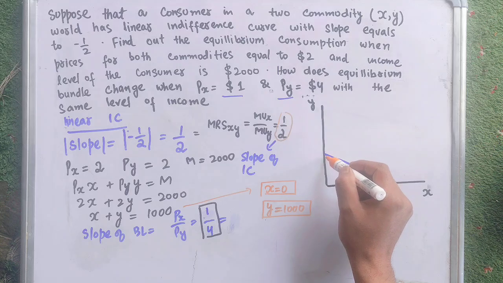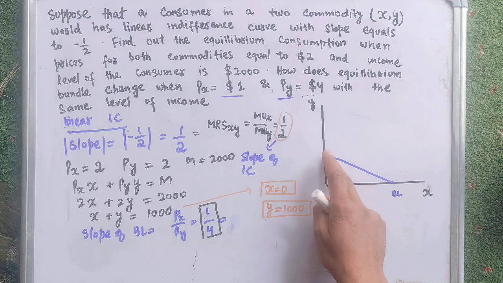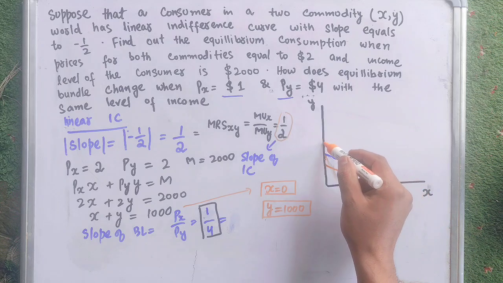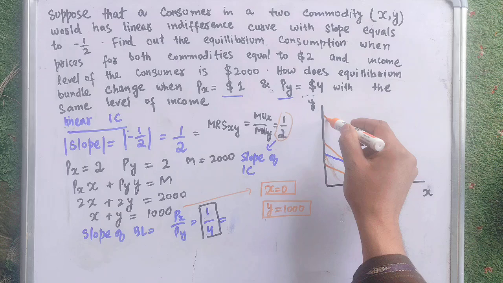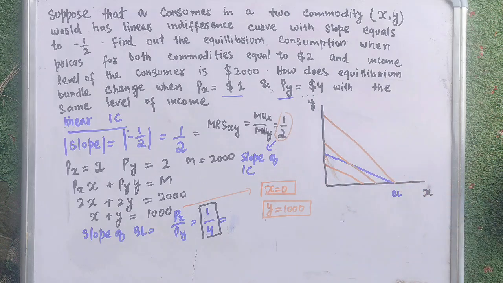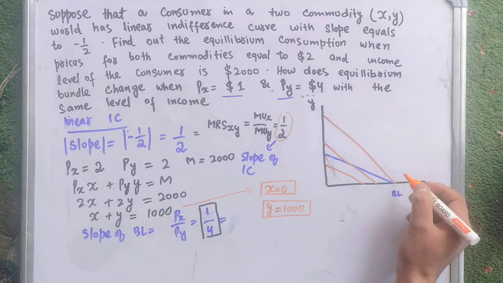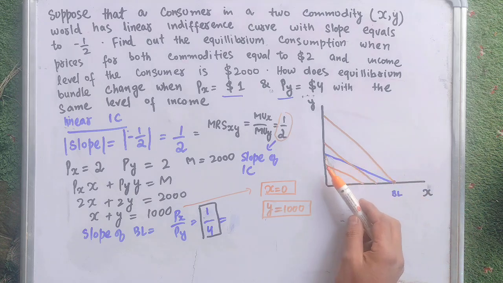Okay, let me draw it like this, 1 upon 2, then we will have another. I am not able to draw it perfectly, but you can see here this line is steeper than the budget line. Since this is the indifference curve, it touches the budget line at the x-axis this time because it is steeper than the budget line.